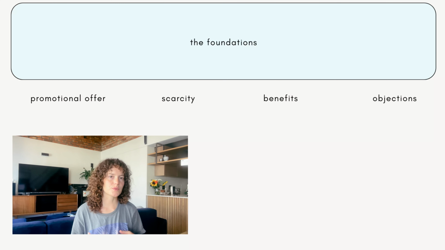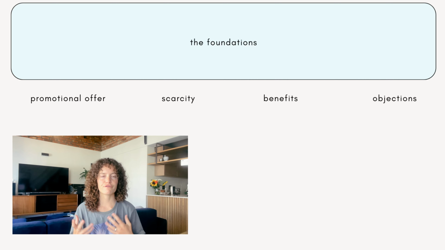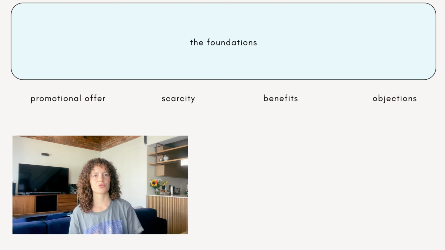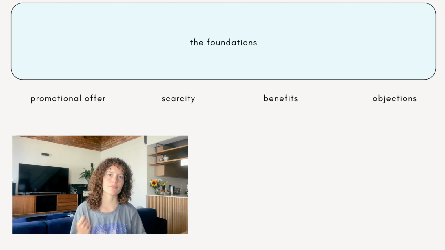Then what we need to do is think about scarcity. Scarcity is a powerful psychological trigger that is used in marketing to get people to feel a kind of FOMO, fear of missing out, and it ultimately motivates action. There are a few different types of scarcity that you can use, and connect this with your promotional offer to really add some urgency and to get sales going.